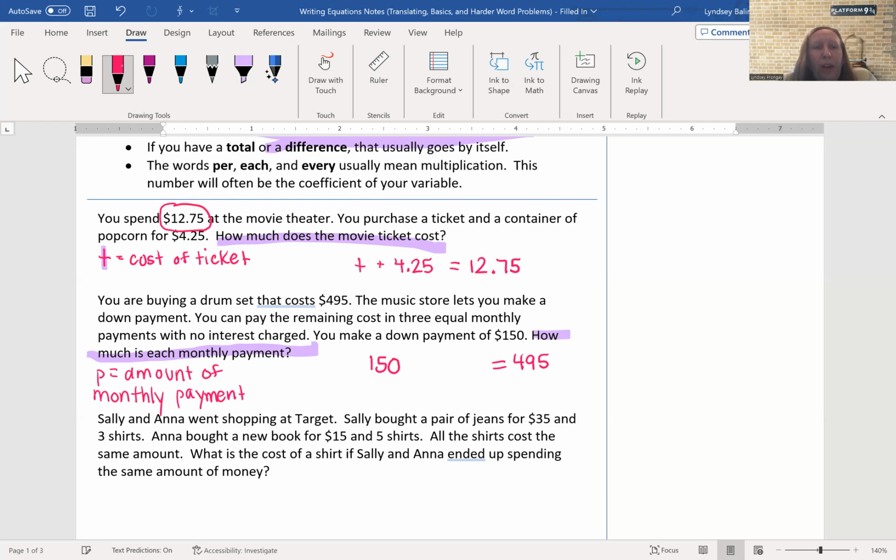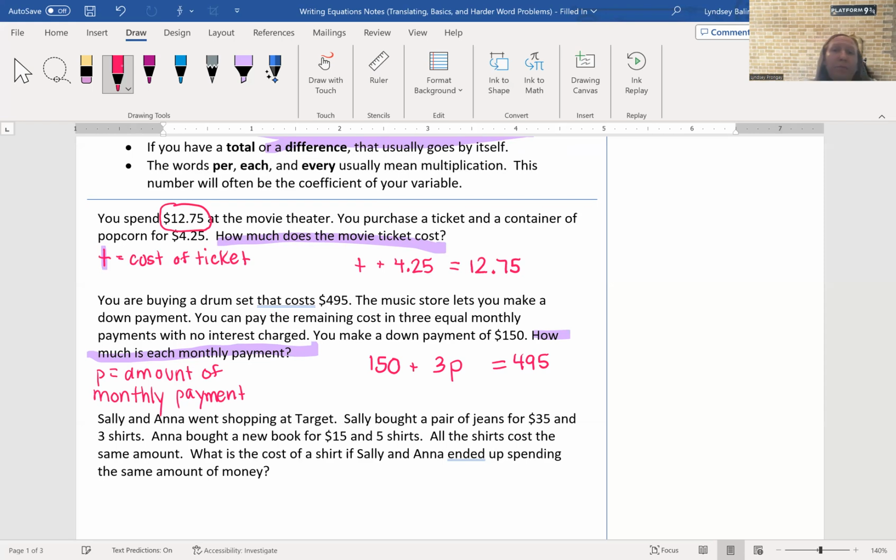And then we have to add in those 3 monthly payments. Well, if it was just one of them, we would just say plus P. 150 plus P, but we have 3 of them. So if I want to know how much money I'm paying together in those 3 monthly payments, I would take 3 and multiply it by the amount of one of the payments. So 3P is representing the amount altogether of those 3 monthly payments. We add them together. 150 plus 3P equals 495.